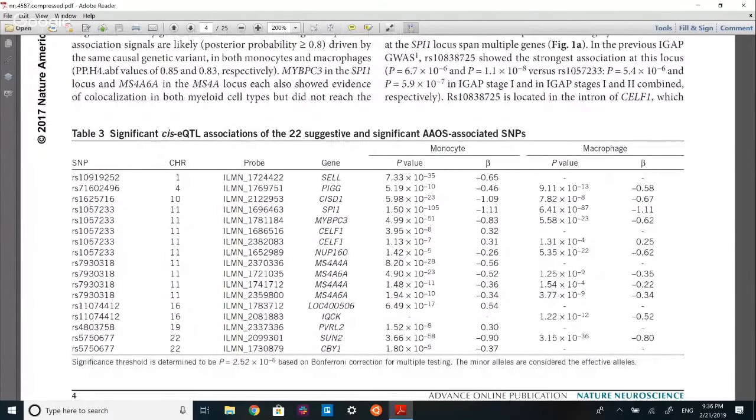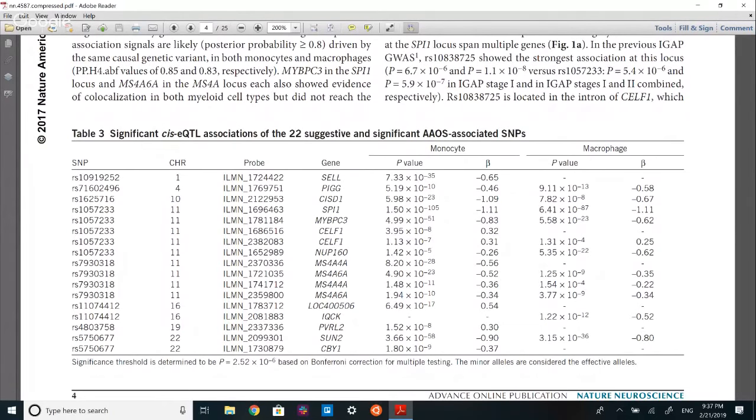So as you can see, some of the strongest signals are in, besides CELF1 in chromosome 1, PIGG in chromosome 4. A lot of strong ones are in chromosome 11, including SPI1, which has the strongest p-value, very significant in both monocyte and macrophage.